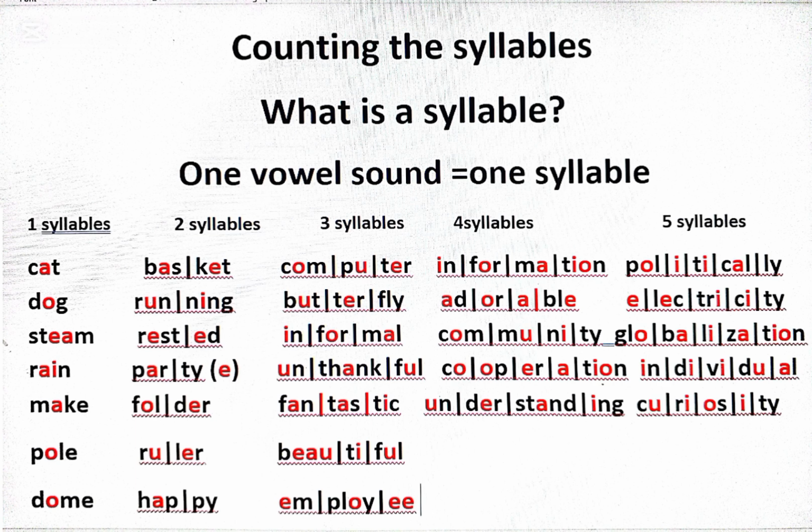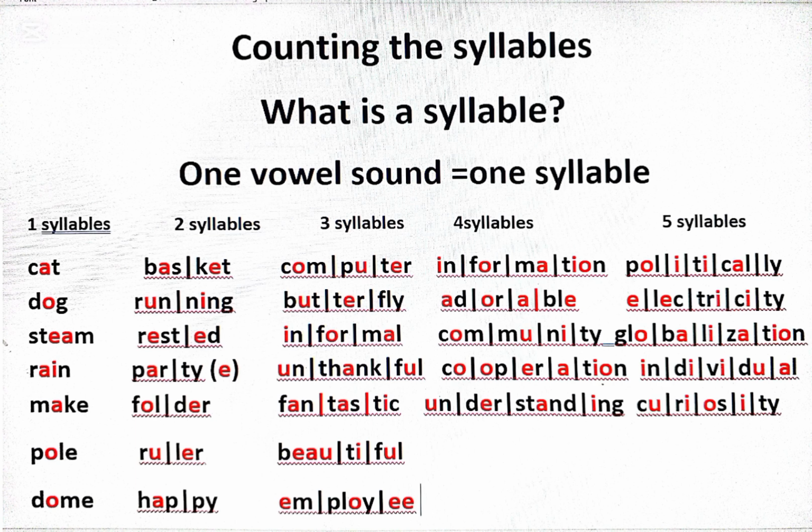Now look at the words with three syllables. Computer. So three vowels, three syllables. Butterfly. So here also Y is giving the I sound. So you can see Y sometimes produces the E sound, and somewhere it produces the I sound, like in the word butterfly, it's producing the I sound.